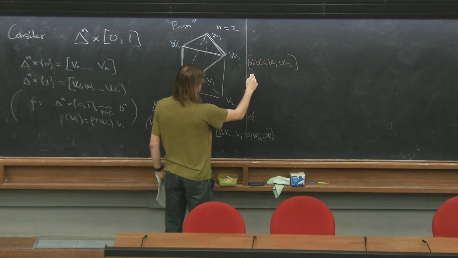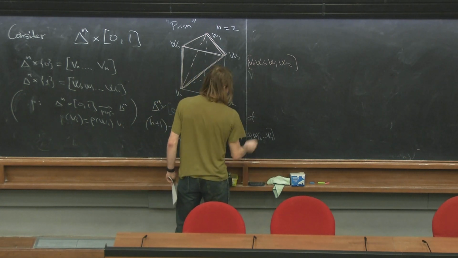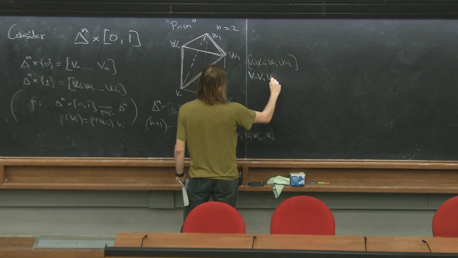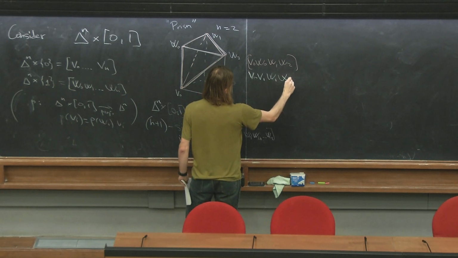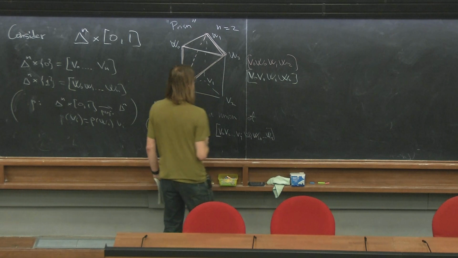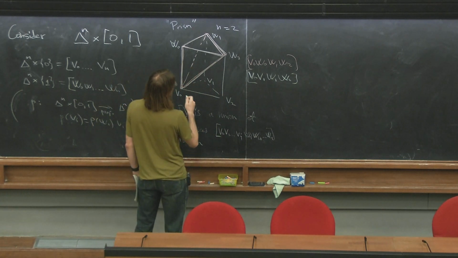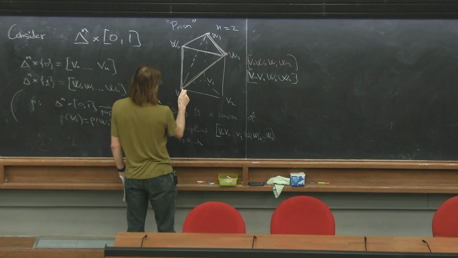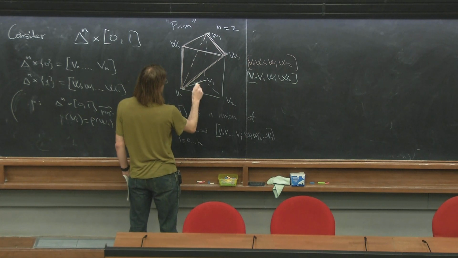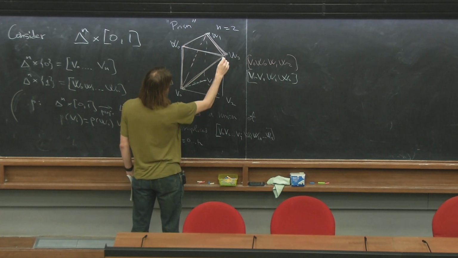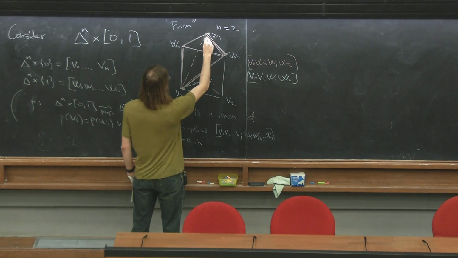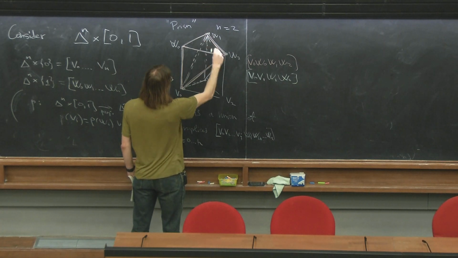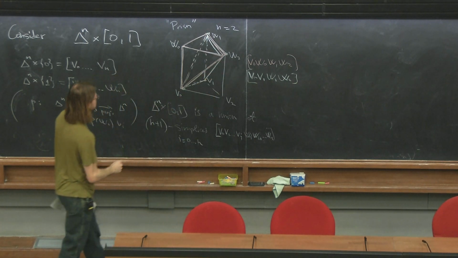Now I take i equals 1. So I have V0, V1, and then I take W1, W2. I have to take this vertex, this vertex, this, and this. They form a tetrahedron. This.